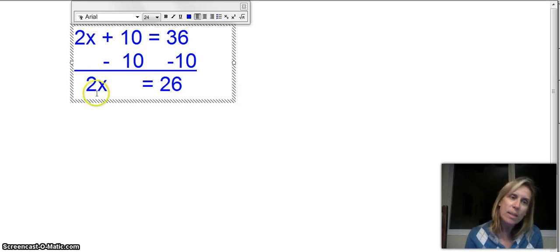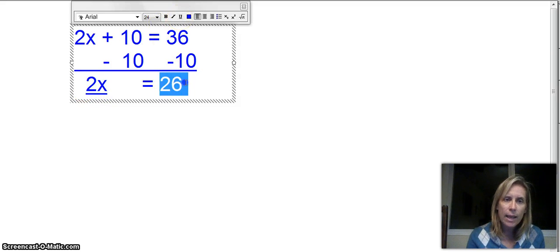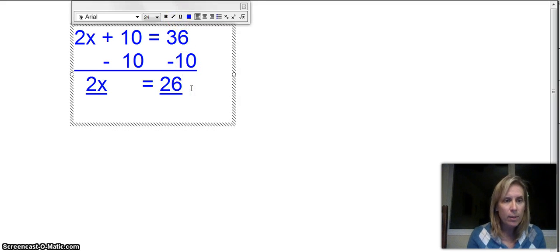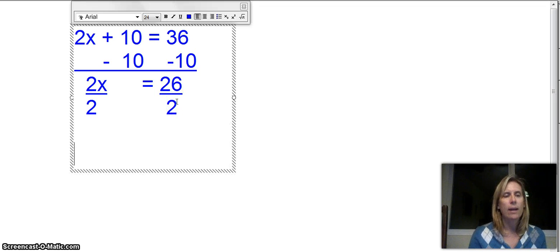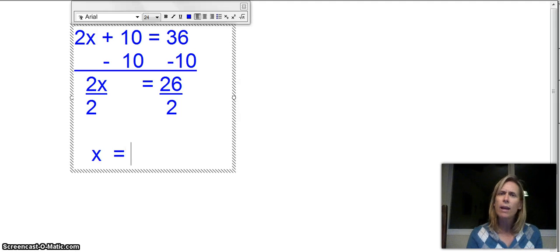Good. And now we simply need to undo that multiplication, right? Let me underline that, and that underline is like our fraction bar. So we're going to divide both sides by what factor? Good, 2. We're dividing both sides of the equation by 2, and our simplified equation is x equals 26 divided by 2 is 13. Very good.